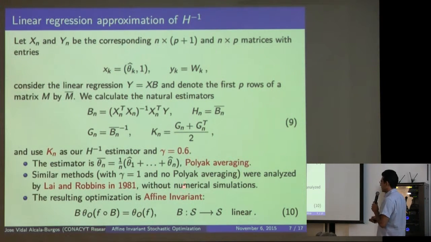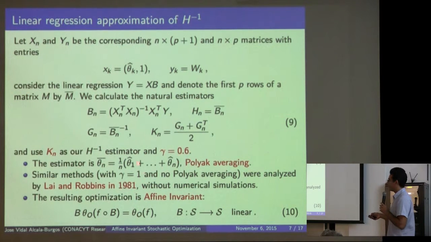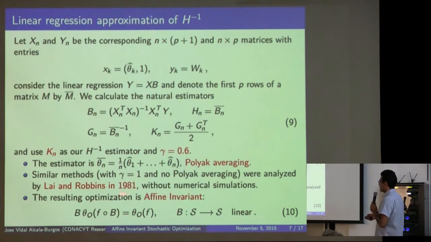So this is not that new. I mean, this was studied before, but it wasn't analyzed. Well, it was analyzed by Lai and Robbins, you know, the people who started all this stochastic optimization in '81, the year I was born. So it's been here for a while. But I think back then we didn't have that many parameters or computers to try to use these estimators.